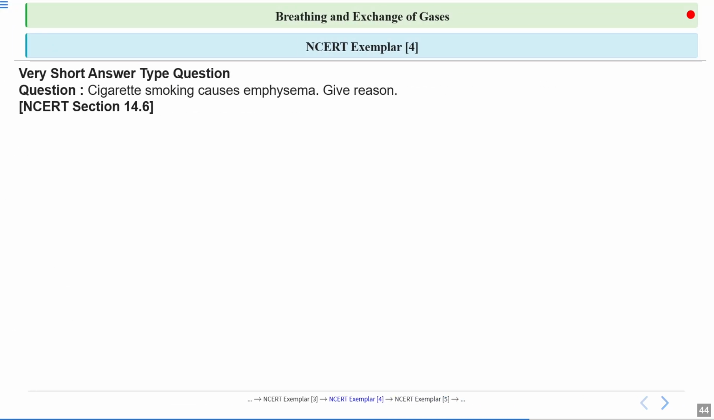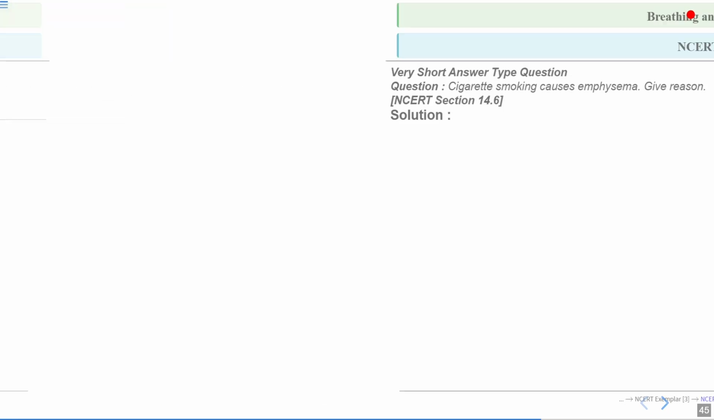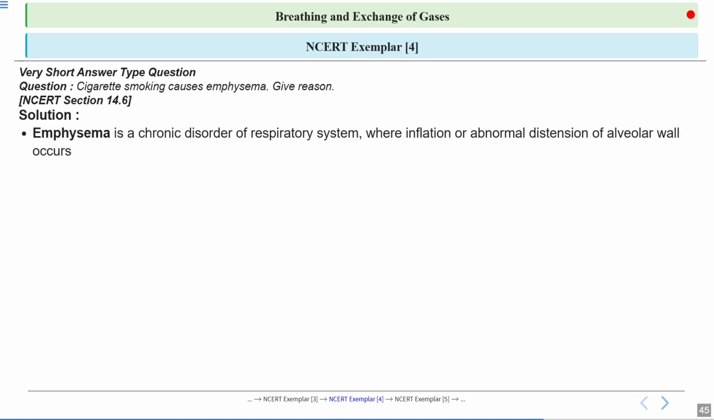Next question. Cigarette smoking causes emphysema. Give reason. This question is coming from the NCERT section 14.6. Let us see the answer. Emphysema is a chronic disorder of the respiratory system wherein inflammation or abnormal distension of the alveolar wall occurs, right? So here there is a damage of the respiratory system. There is an inflation or abnormal distension of the alveolar wall. So it is directly affecting the wall of the alveoli, right?